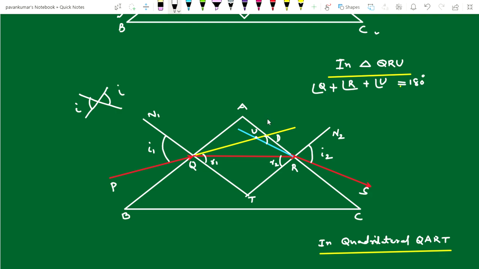Here, the two intersecting pairs of straight lines in the figure are N1T and PQ. So, the opposite vertical angles must be equal. Similarly, we have another pair of straight lines intersecting with each other. Those are N2T and RS. So, the opposite vertical angles must be equal.